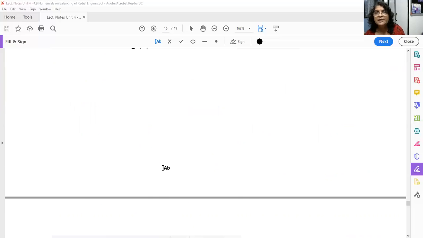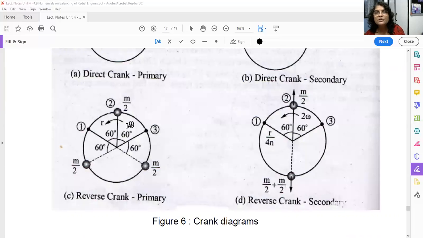See here, this is your cylinder number 1, 2, 3 position. You have to rotate cylinder number 1 in the opposite direction, that is anti-clockwise, by 60°, so it will come here. So here it is m by 2. Then cylinder number 2 by 0°, so it will remain here only. Cylinder number 3 by 300°, it will come here. So m by 2, m by 2, m by 2.